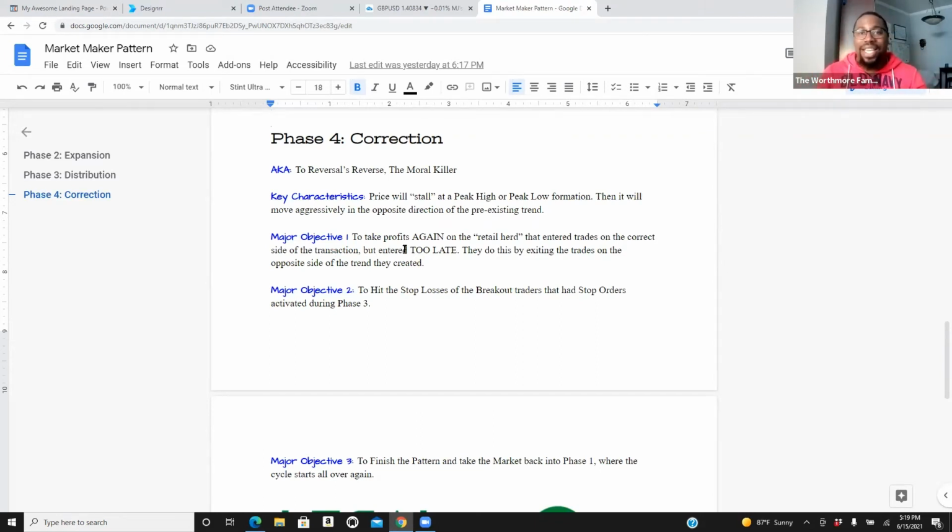I tell all of my mentees, every single one of my students, that timing is everything. You can hop in on the right side of the trade, but if you hop in on the right side at the wrong time, all of a sudden now you're still losing money when you should have been profitable, right? So here is where you jump in the correct side of the transaction, but you enter too late. And they do this by exiting the trades once again on the opposite side of the trend that they created, right? Because again, in this case, they're in a downtrend, they're selling. So you're buying, right? So if you buy at a high price, they want you to sell back to them at a low price so that you lose money and they make profits. I'm telling you, the manipulation runs deep, okay?